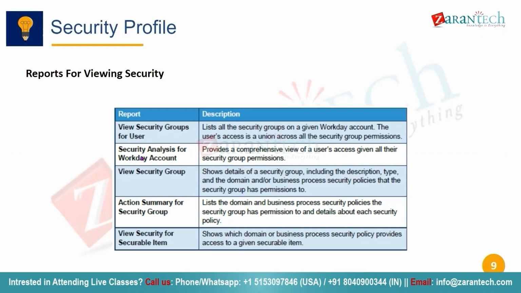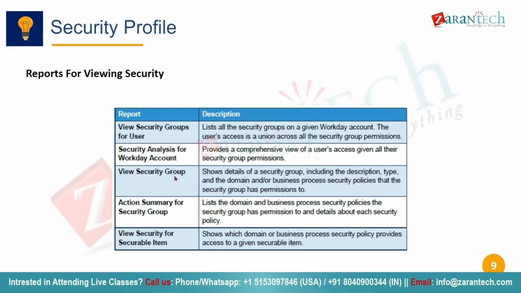But the second report will list first the Workday account, the user, and then the security groups. In those security groups, as you have seen, under reports it shows what reports the user has access to, whether view access or modify access, or for that functional area, whether it has business process view, approve, or deny access. So it gives you a complete security analysis of a user's access. This is the difference between these two reports.